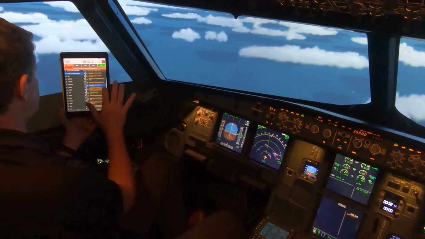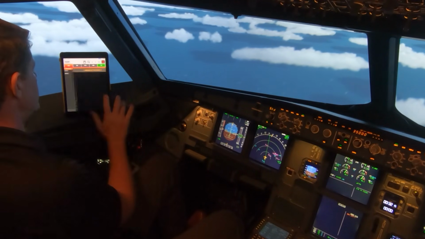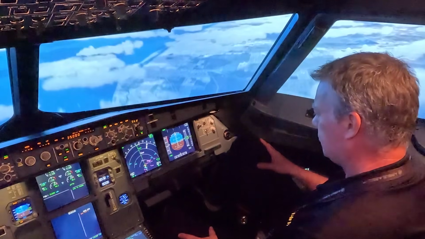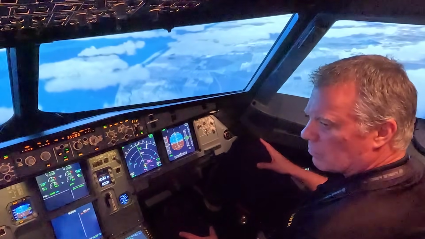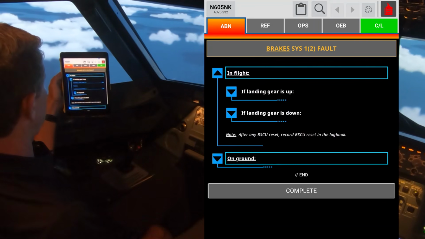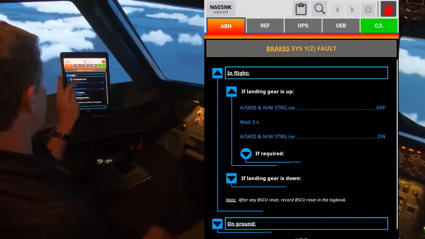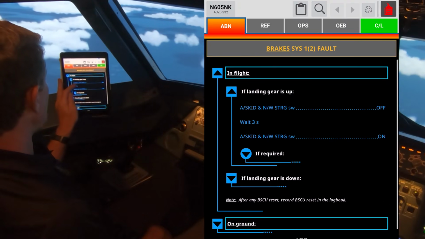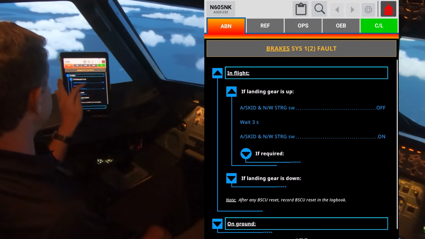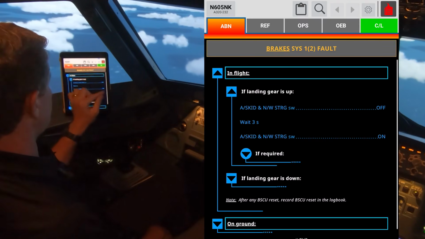Abnormal system reset. Brakes, system 1 or 2 fault. In flight. If landing gear is up, that's our case. Anti-skid, nose wheel steering off. Wait 3 seconds, anti-skid, nose wheel steering on.